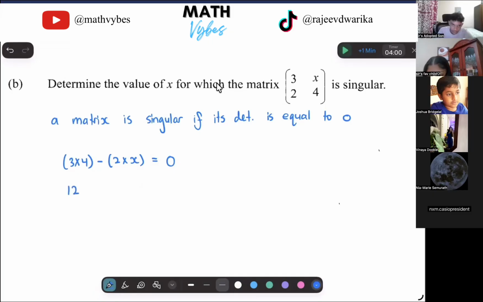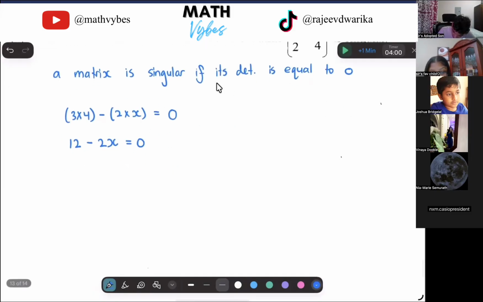So Samir, what is 3 by 4? 12. Okay. Then we have 2 by x. What is 2 by x? 2x. And that'll be equal to? 0. Right. We're trying to find x, so we need to make x the subject of the formula. So what would I do? You would carry the x across. Oh, yeah, you could do that. And if you do that, it would be 12 is equal to 2x. And then you would just divide both sides by 2.